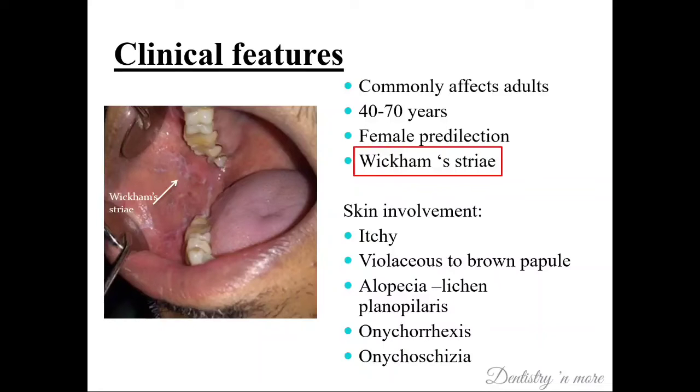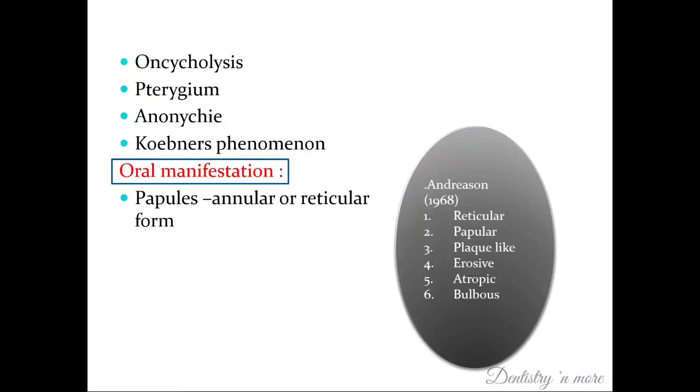And then you can speak about when it has been involved with the nail beds. You can say that there is onychorrhexis and also onychoschizia. Onycholysis, that is again the breakage of the nail beds, and then pterygium, then anonychia, and the Koebner's phenomenon is highlighted on the skin lesions.